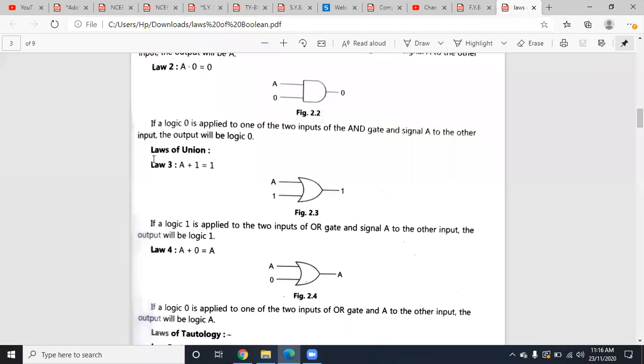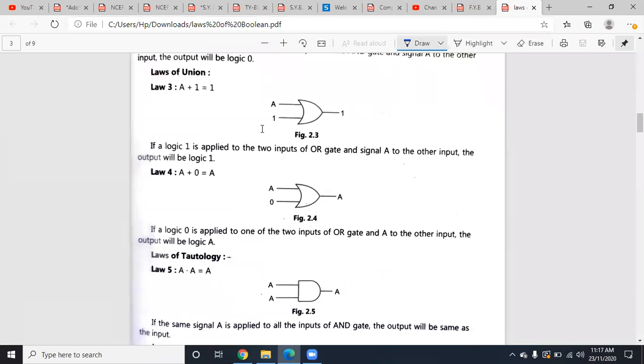Now the next one is your law of union. What is union? Addition of 1 and 0. Now see, if I'm adding my variable with 1, variable plus 1, the answer will be 1. For addition, which gate are we going to use? OR gate, right? So this is my OR gate, and the two inputs we have are A and 1. The OR gate has input A, the OR gate has input 1, and the addition of them will be the answer 1. Correct.